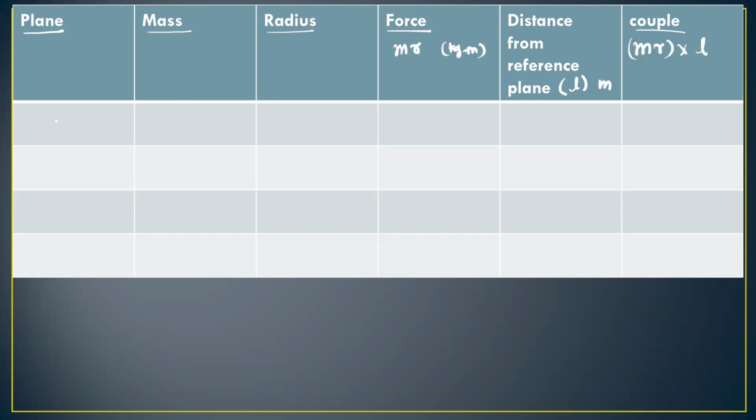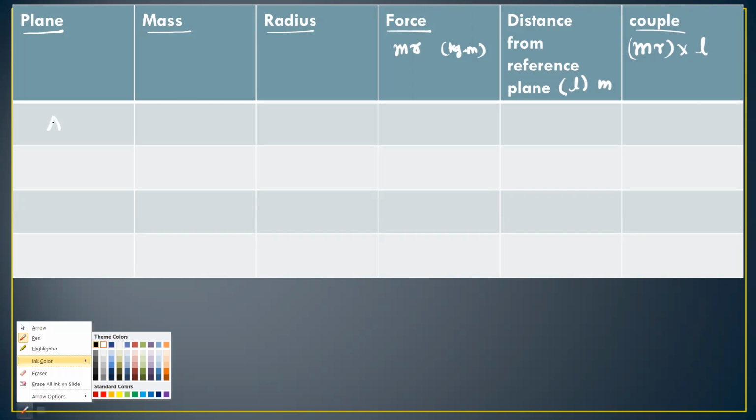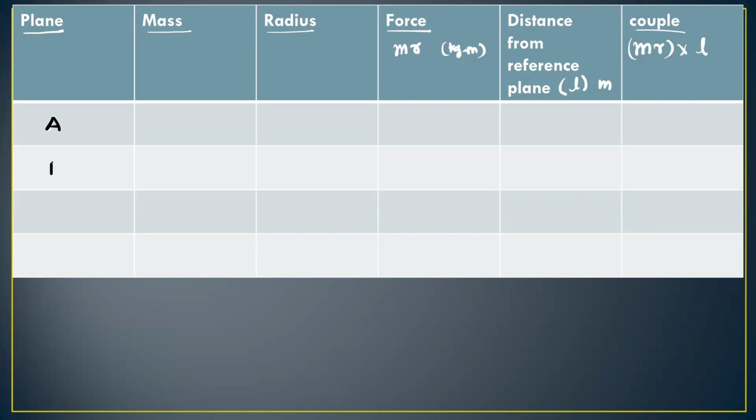So the planes will be A, B, C, and D. In the plane A, we have the mass ma, so this is the unknown value. In the plane B, we have the mass B, and the mass is 30 kg. Then C, it is 50 kg. So this is m in kg. And D, it is 40 kg.